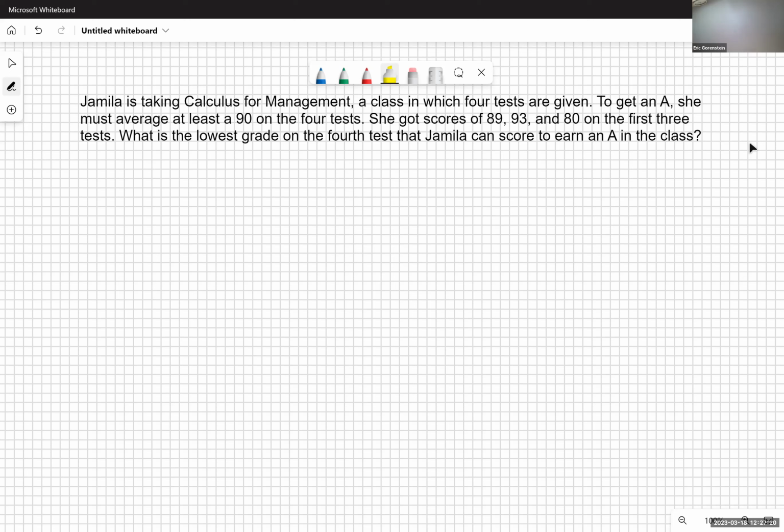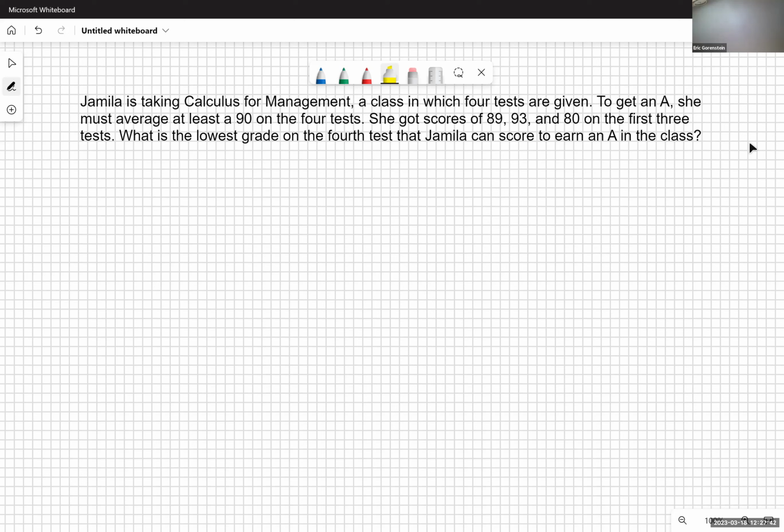Jamila is taking Calculus for Management, a class in which 4 tests are given. To get an A, she must average at least 90 on the 4 tests. She got scores of 89, 93, and 80 on the first 3 tests. Now, what is the lowest grade on the 4th test that Jamila could score to earn an A in the class?